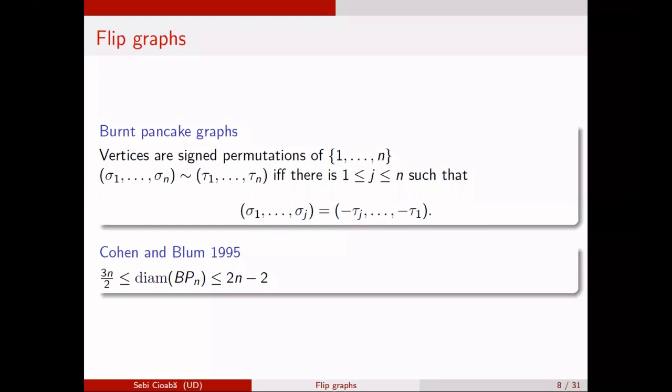And again, the more famous problem about these graphs is the diameter. The best bounds for this problem are due to Cohen and Blum, with an upper bound of 2n-2 and a lower bound of 3n/2. The upper bound of 2n is not so difficult to imagine, because the idea is to bring the largest pancake that hasn't been sorted to the top, and then flip it. So you can do 2 moves of that. But to do something better is quite ingenious.